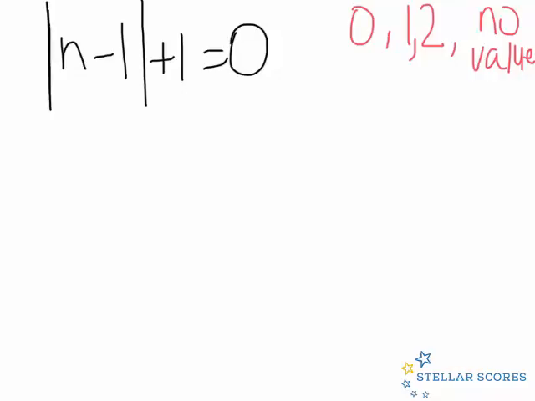This question says, for what value of n is the absolute value of n minus 1 plus 1 equal to 0? And then it gives us some choices here for n: 0, 1, 2, or no values of n work. My students love to do this one in their head. They're like, oh, it's so easy.